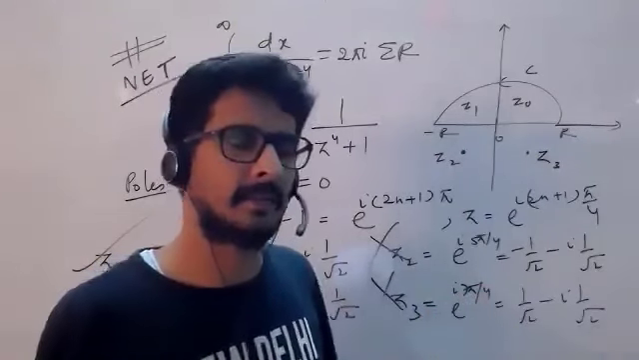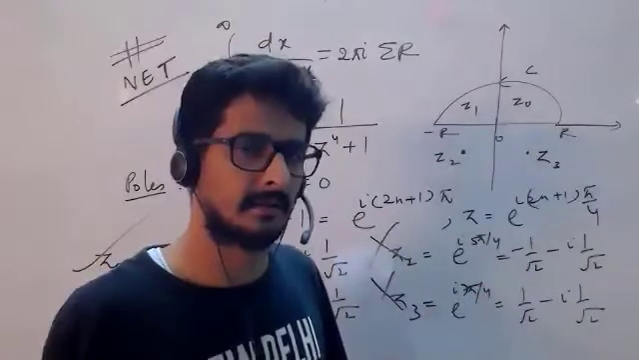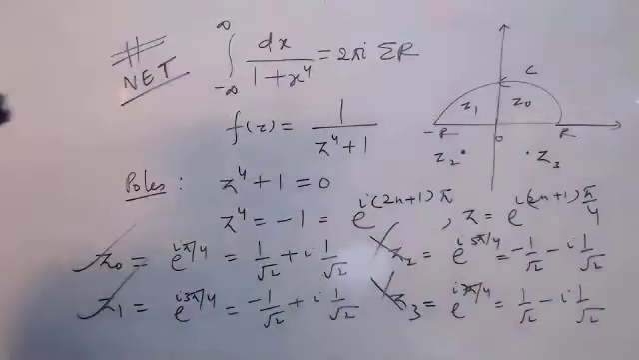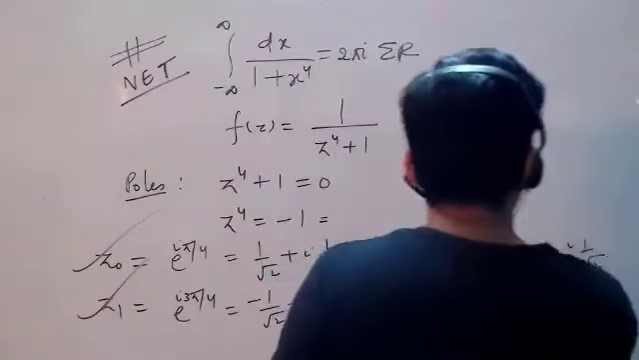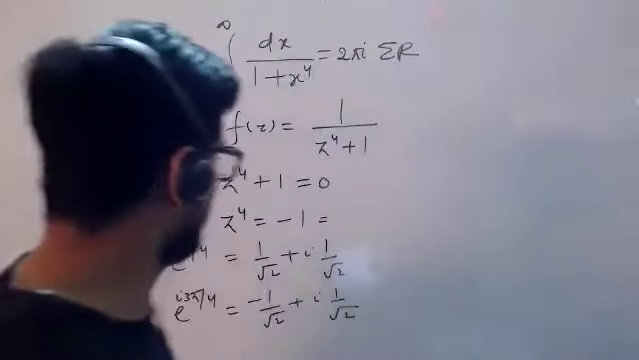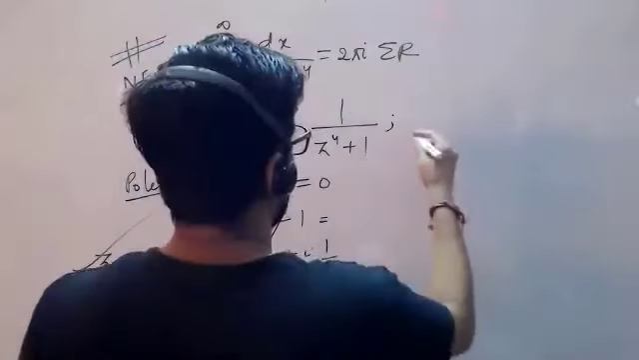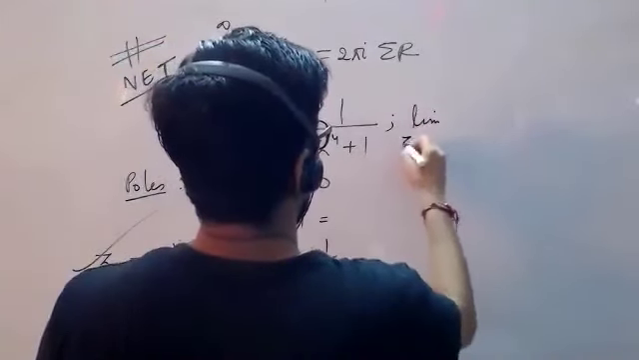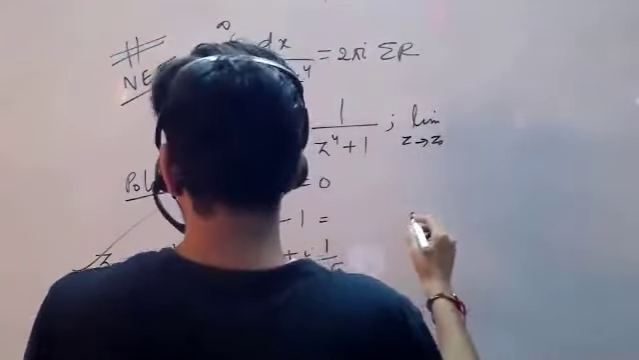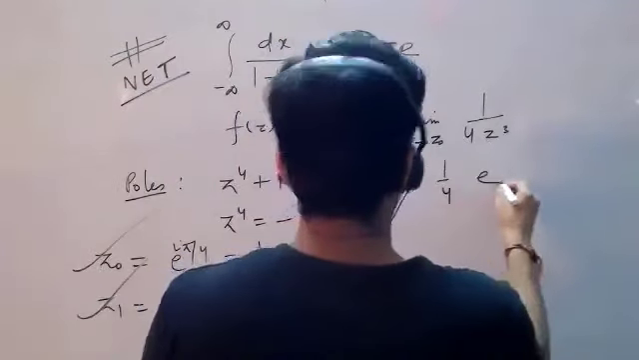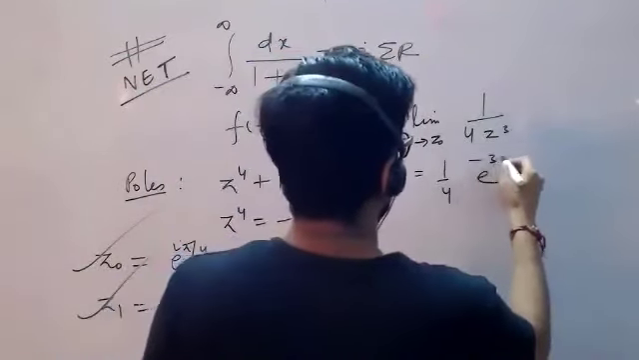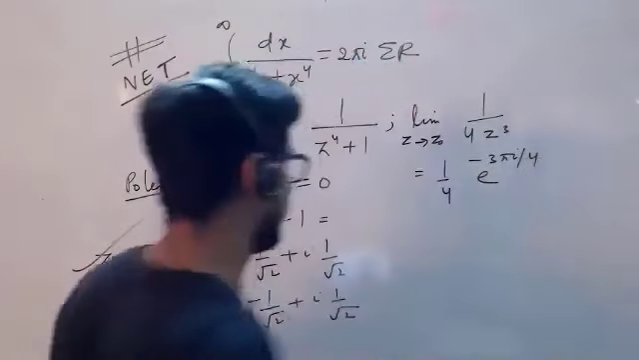Okay, sir, I got it, sir. Poles on the real axis. So now see, we have to calculate the residue at Z0 and Z1 using this function. So I will use phi z by psi dash z, limit z tending towards Z0 first of all. Phi z by psi dash z will give me 1 upon 4 z cube. So it will become 1 by 4 e to the power minus 3 pi I by 4.